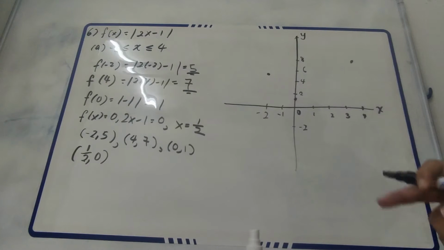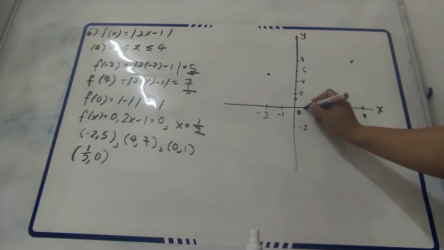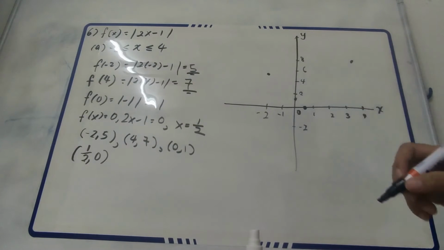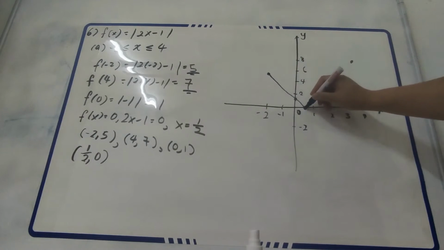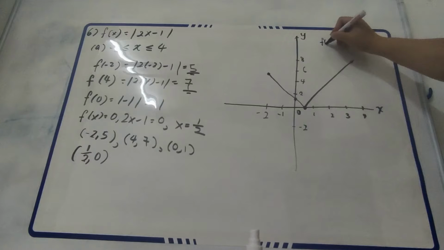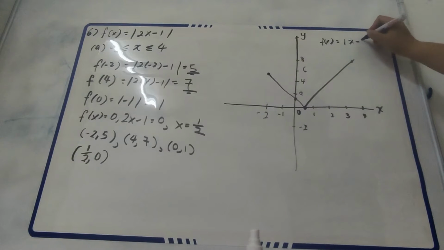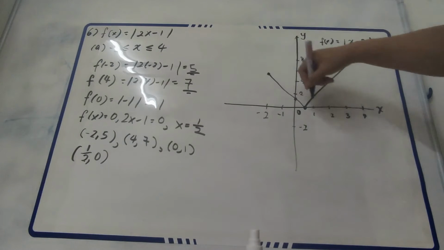If f(x) equals to 0, then you have half here. So this is half, the third point. So link together, then you have this graph. This is f(x) equals to |2x - 1|. So you need to find out what is the range within this graph.